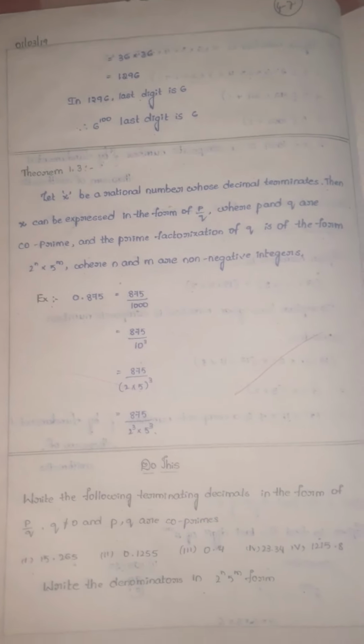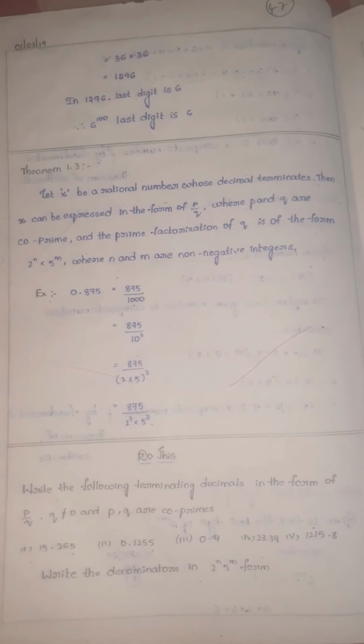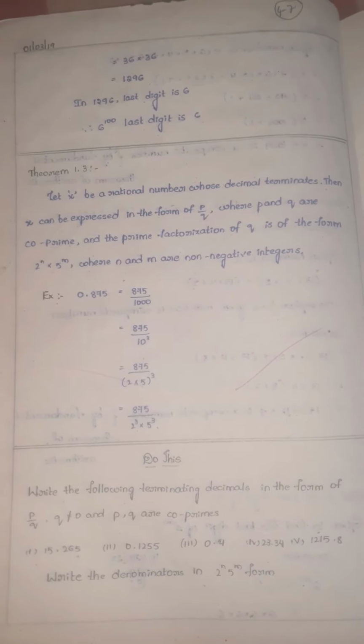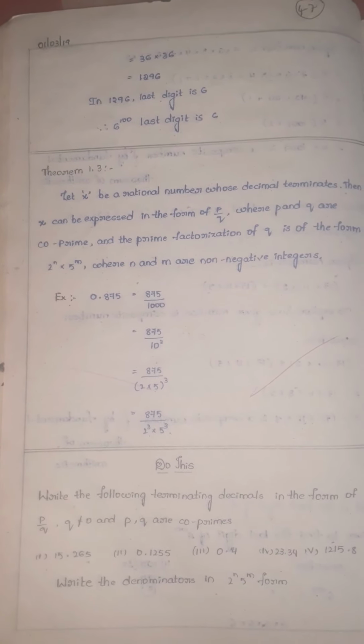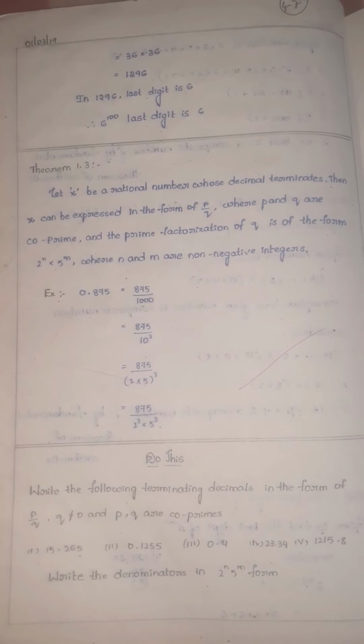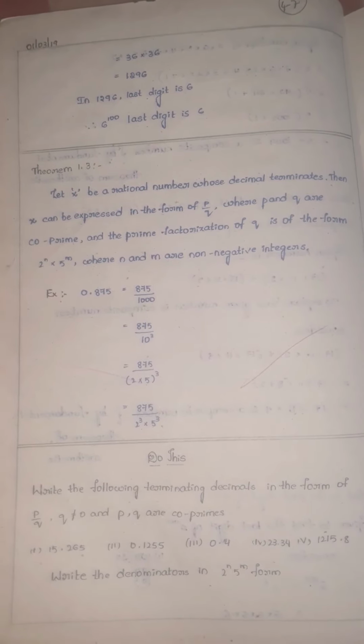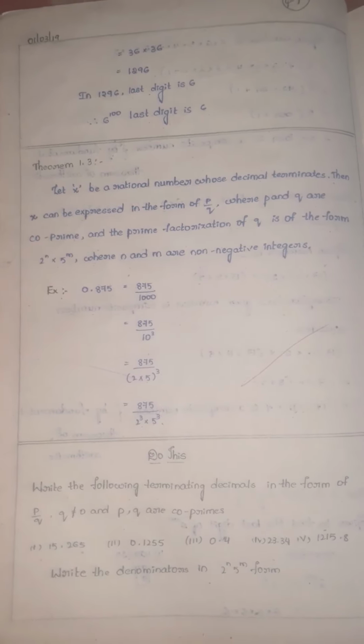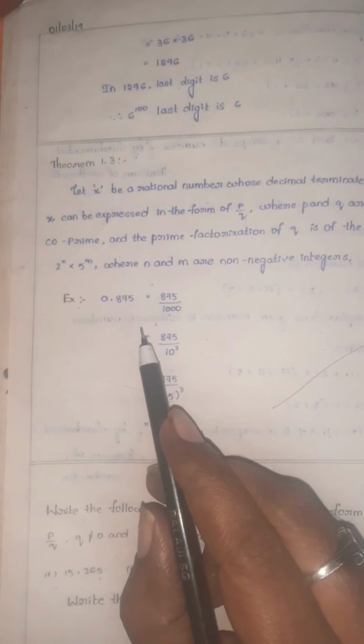So what is the meaning of this, children? Terminating means remainder 0. Remainder 0 it will come. So if a terminating decimal is given, we already know that every terminating decimal can be expressed as a rational number. So how we will see now? We will take one example.